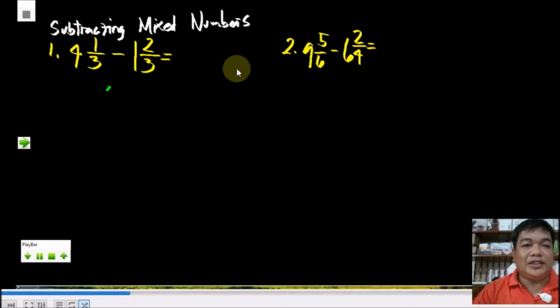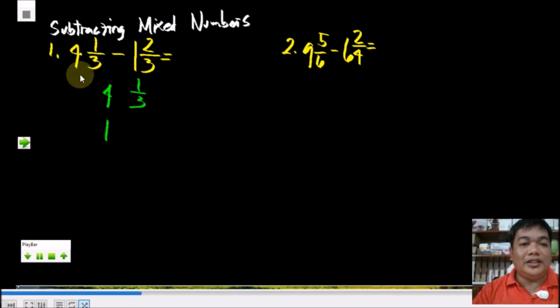Okay, subtracting mixed numbers. We have here problem number one, 4 and 1/3 minus 1 and 2/3. Then number two, 9 and 5/6 minus 6 and 2/4. In subtracting mixed numbers, this process is the same as adding mixed numbers. You need to align the fractions and the whole numbers. So in this case, 4 and 1/3, then 1 and 2/3.